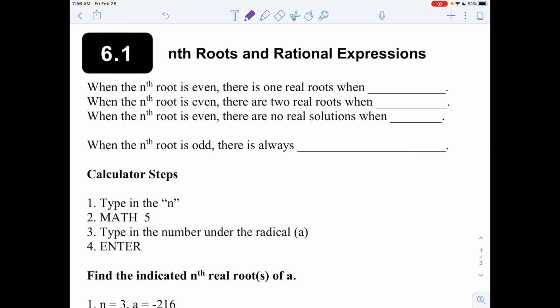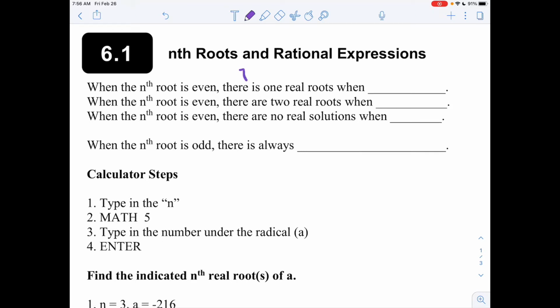Hi everyone, today we're going to start a new chapter, chapter 6, and our first lesson is on nth roots and rational expressions. So you all are familiar with square roots, but today we're going to learn that there are more than just square roots.